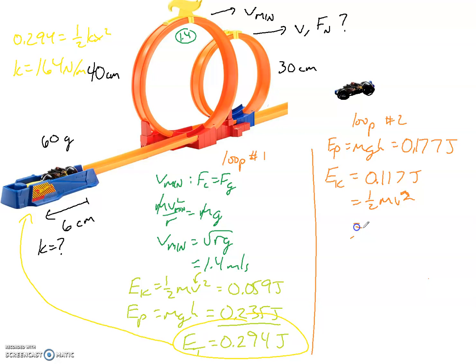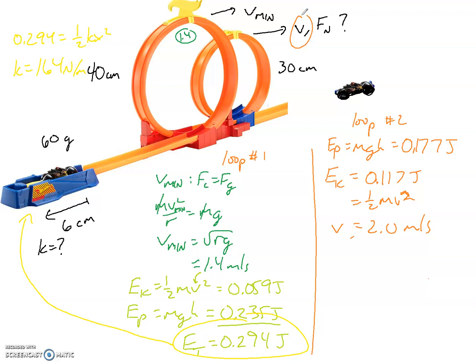And I can solve for my speed at the top of the second loop. I take my 0.117, times it by 2, divide by the mass of the car, which is 0.06, and square root, and it's going around 2.0 meters per second, which is faster than the taller loop, which of course makes sense. All right, speed is taken care of just by using conservation of energy.